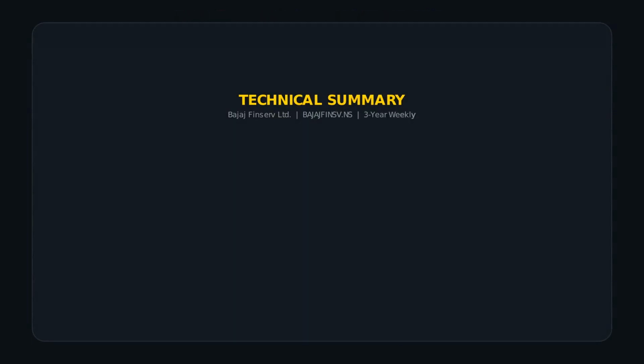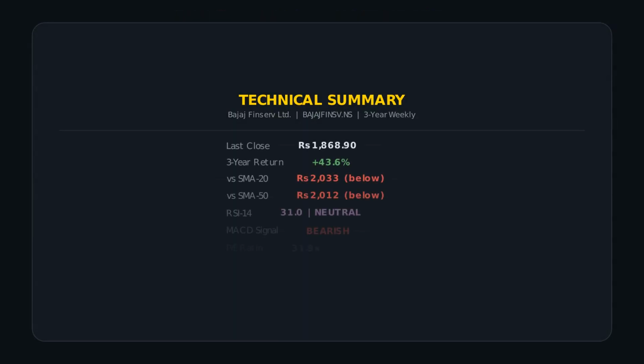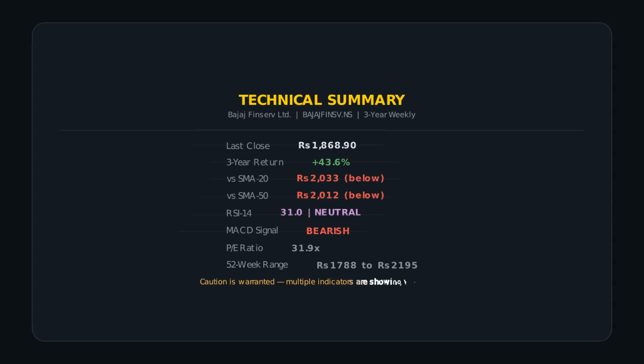Here is the complete technical summary for Bajaj Finserv Ltd. The stock has returned plus 43.6% over 3 years. RSI is 31, neutral. MACD is bearish. Price is below the 50-day moving average. Caution is warranted. Multiple indicators are showing weakness.